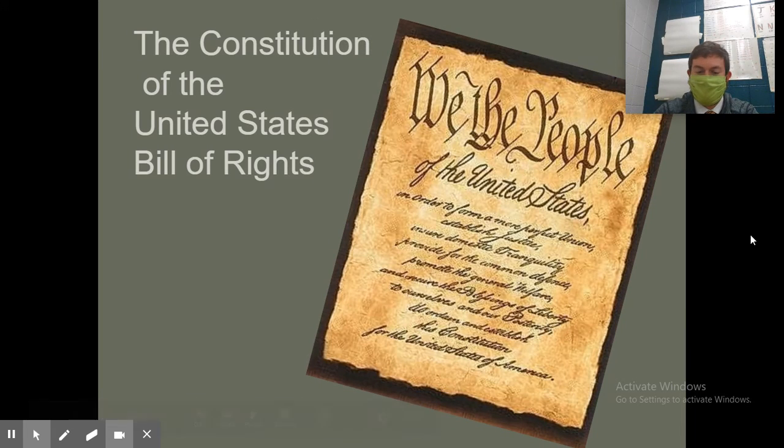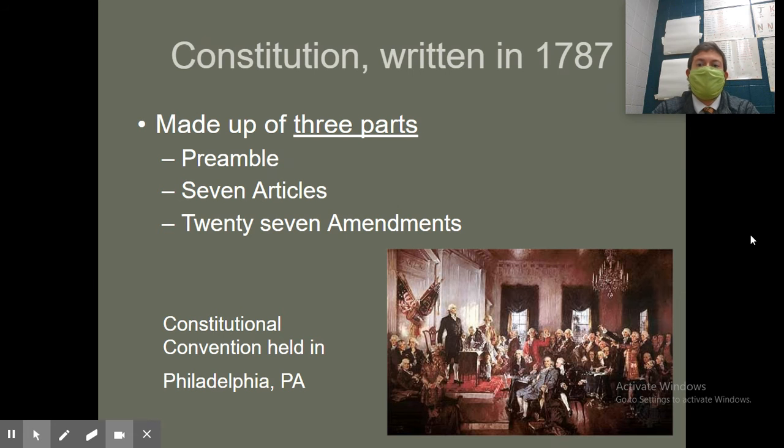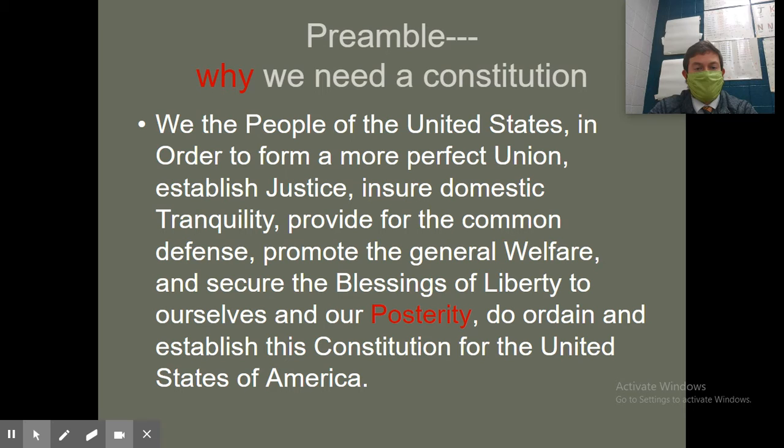Okay, so the Constitution and the Bill of Rights. The Constitution was written in 1787, made up of three parts, which we've already gone over: the preamble, the 7 articles, and the 27 amendments. The Constitutional Convention was held in Philadelphia. The preamble basically just states why we need a constitution. If you remember, it's because the Articles of Confederation were pretty weak, and they wanted to make sure that we had a stronger central government.